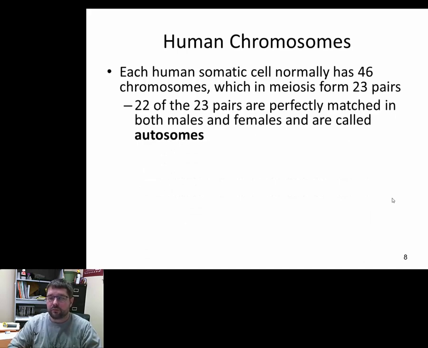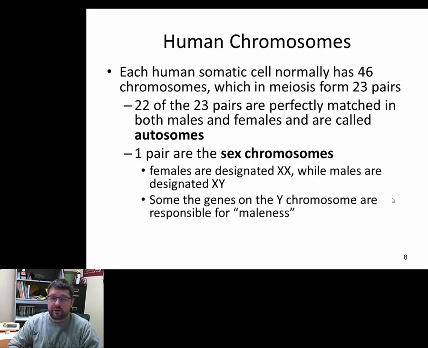22 of the 23 pairs are called autosomes. And there's really no real difference between the male and the female. At least there's no difference in centromere placement and no difference in the size of the chromosome. Now there's a difference in the actual genetic code in some of the genes, which we call allelic diversity. So the alleles are going to be a little bit different. Okay, but the genes that code for different things on each one of those chromosomes are identical to each other.